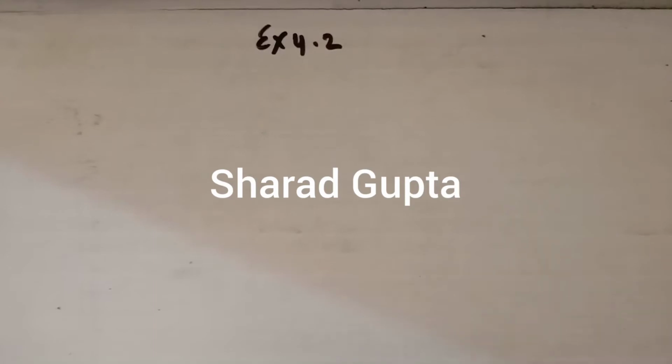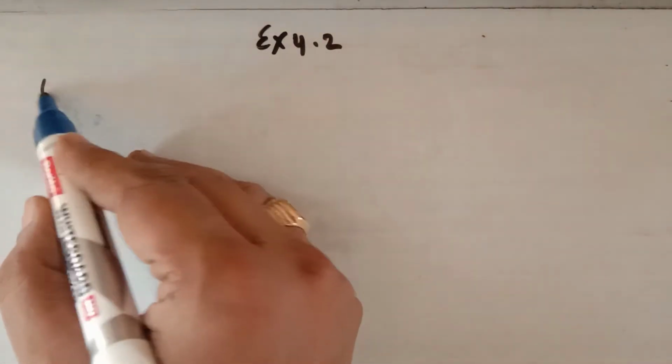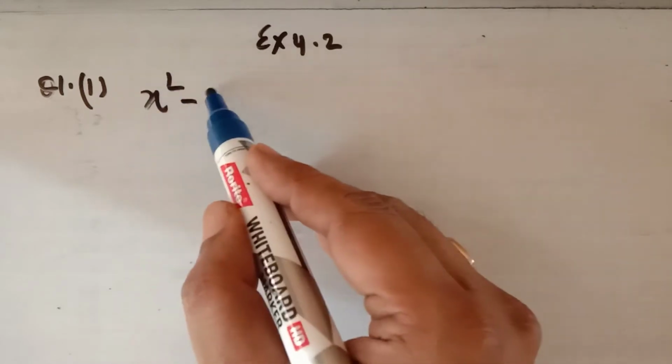This is lecture number 2 for the chapter Quadratic Equations for class 10th, and today we'll start Exercise 4.2, in which we have to solve the quadratic equation by the factorization method. You know how to factorize a quadratic polynomial, and similarly we have to do it. So in question number 1, first part, you have to solve this quadratic equation.